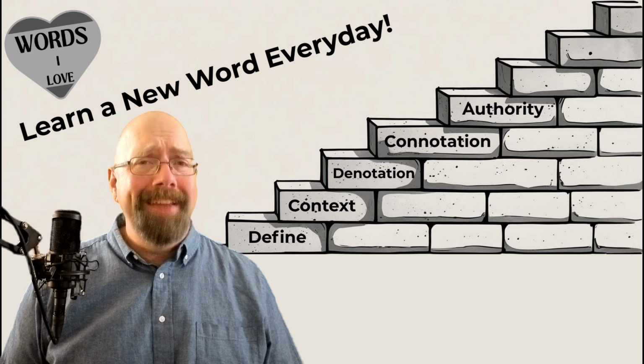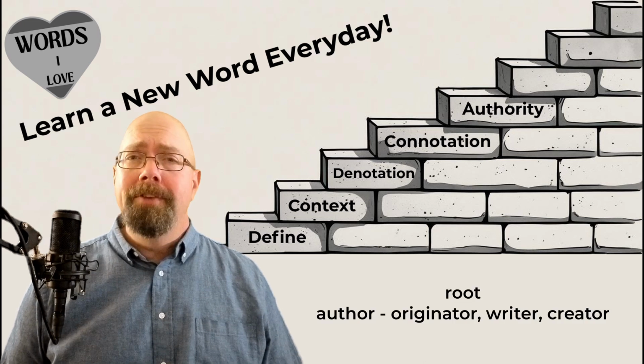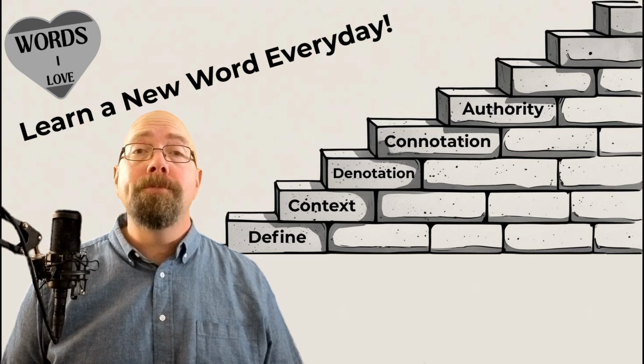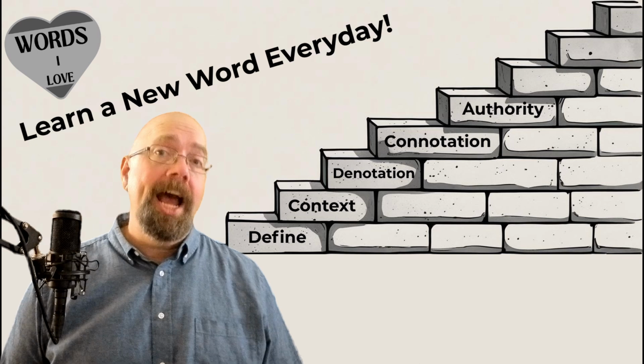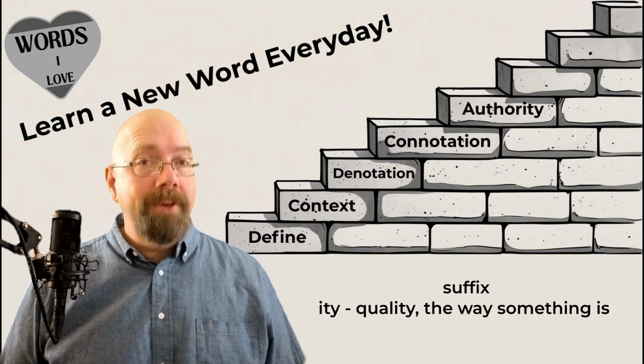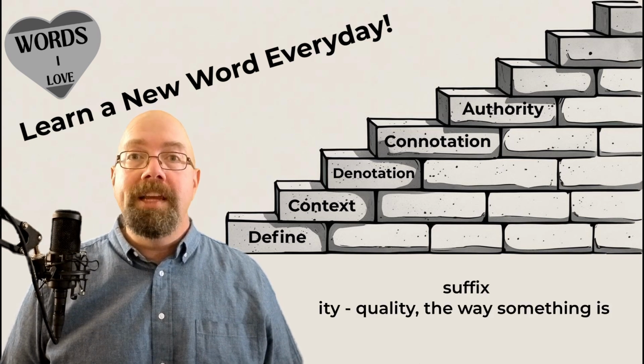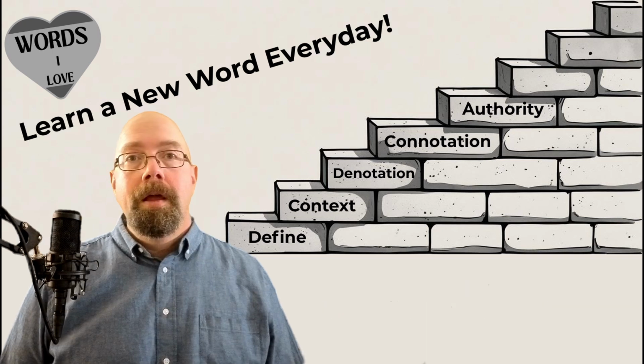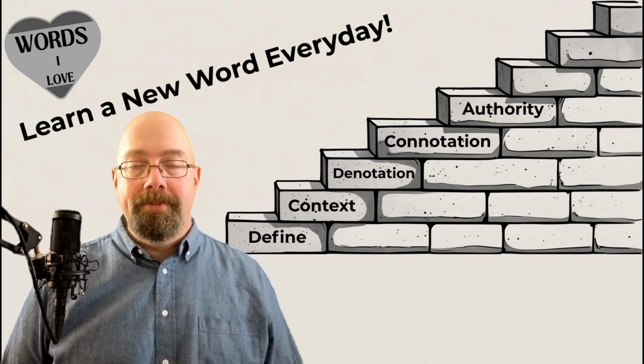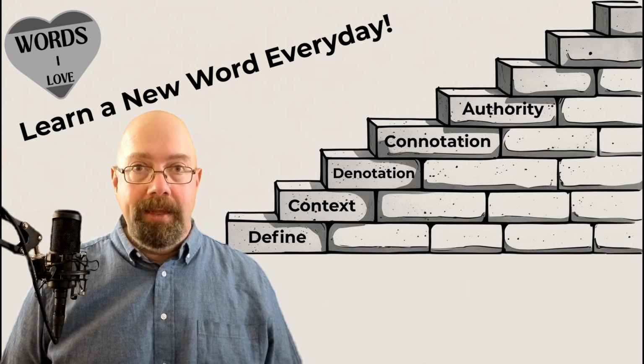Authority. Break it down. Author is the writer of a book or the first person to think of an idea. Ity is a suffix and it means a quality or the way something is. Authority is pretty complex, so let's think about three different ideas.